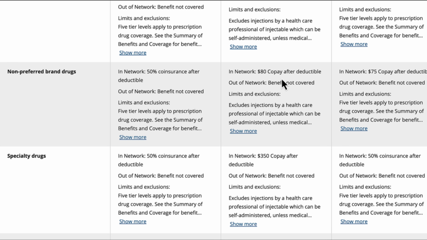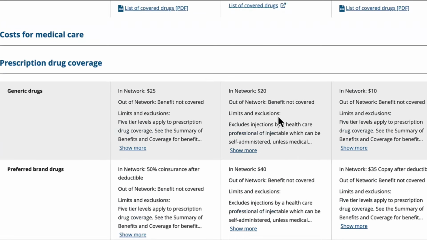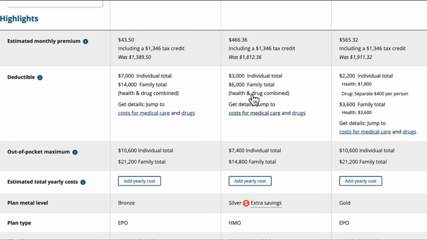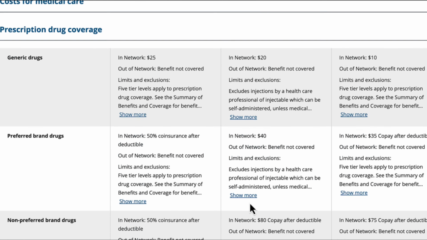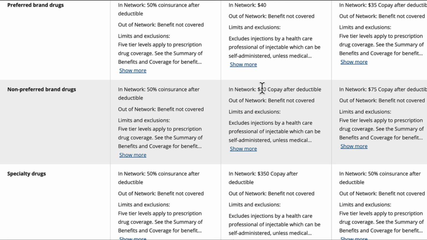Non-preferred brand drugs for this one, $80 copay after deductible. Now, unfortunately, that deductible is still significant. It's $3,000, so you would have to spend a significant amount before you would have a copay, but an $80 copay is going to be much less than a 50% coinsurance. Coinsurances can really stack up if medications can be $1,000. And for this one, $75 copay after deductible. But again, that deductible is only $400.